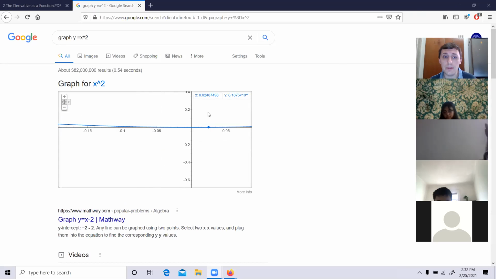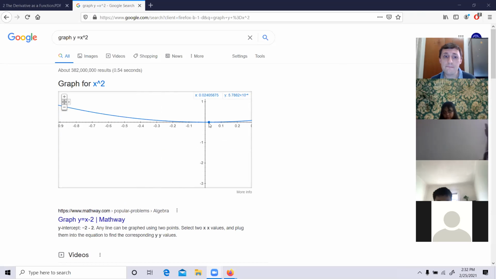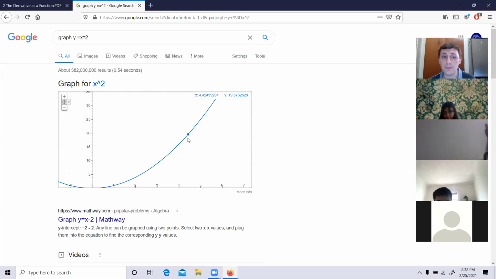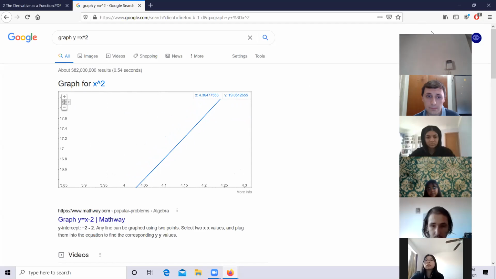Now, let me zoom out for a second. And let's select a different point to zoom in. Let's say this point. What are you seeing, guys? It looks like a straight line. Do you agree?